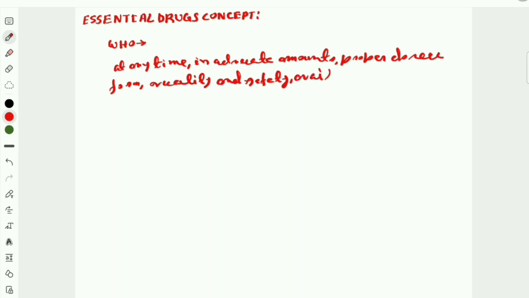availability, and should be at a price the individual and the community can afford, at a price to afford.